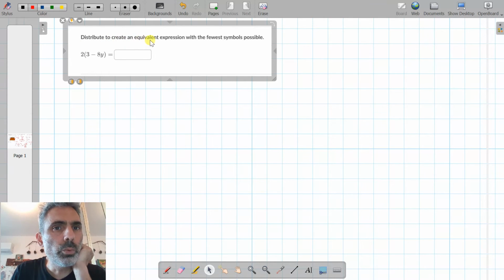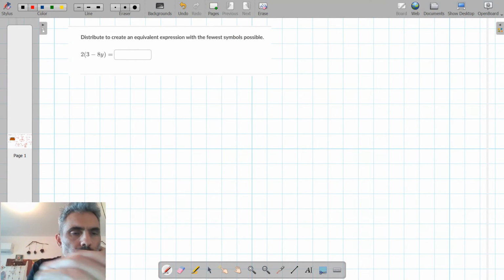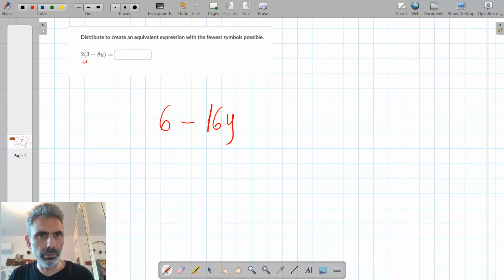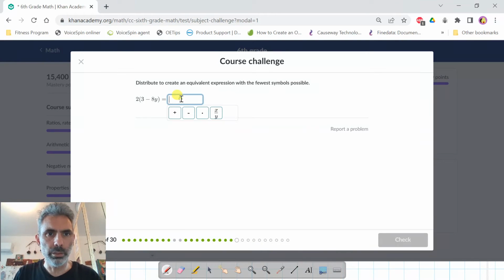Distribute to create an equivalent expression with the fewest symbols possible. Okay, so 2 times 3 is 6, minus 2 times 8y is 16y. Okay. So 6 minus 16y.